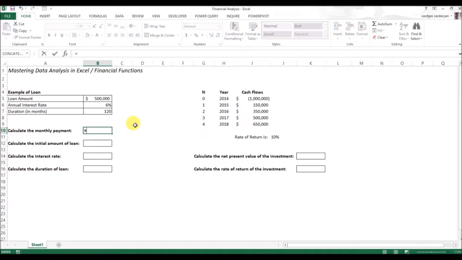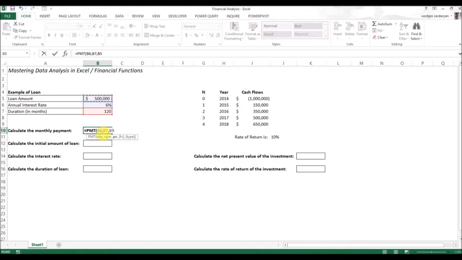Let's write PMT for calculation of the payment. Open the bracket. Here we have to fill the interest rate. Let's take it from this cell. Nper, which means the duration, and present value of the loan amount.